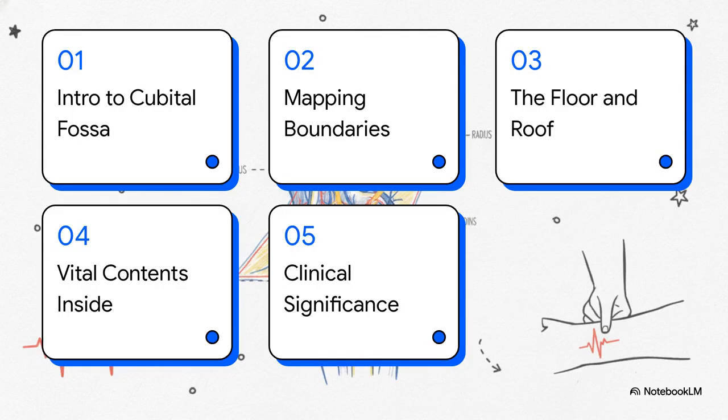Okay, let's dive into our syllabus for today. First, an intro to the cubital fossa. Second, mapping the boundaries. Third, constructing the floor and roof. Fourth, identifying the vital contents inside. And finally, the clinical significance of venipuncture.